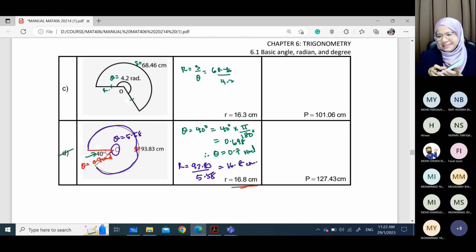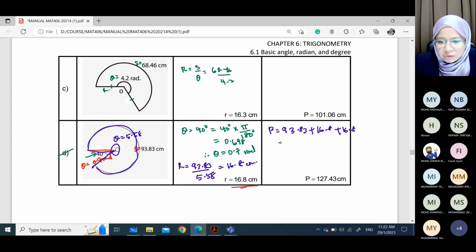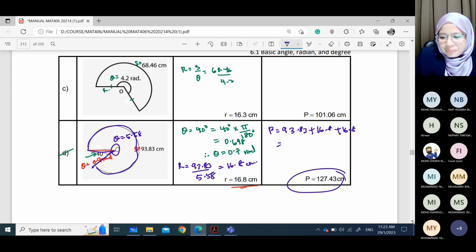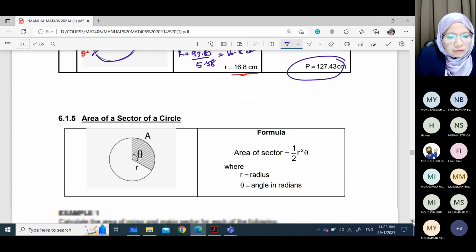Very good. Okay. So, dia punya perimeter adalah P. It is equivalent with 93.83 plus radius 16.8. Okay, and then plus second radius 16.8. So, you akan dapat jawapan yang ini. Boleh ya? Ada soalan? Tak ada. Okay. Bagus. Kita boleh tengok area.